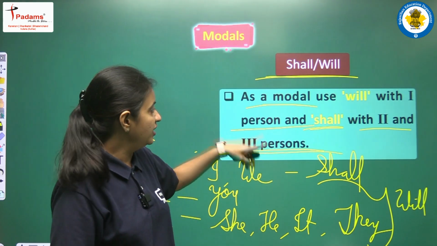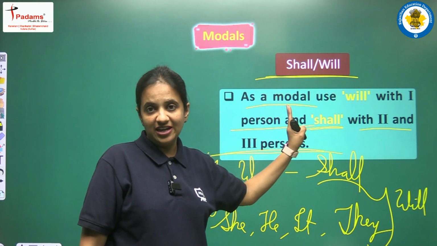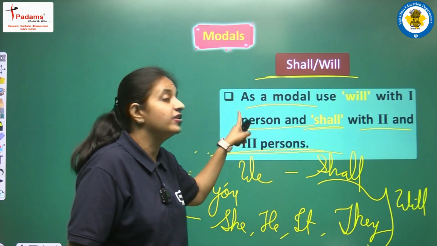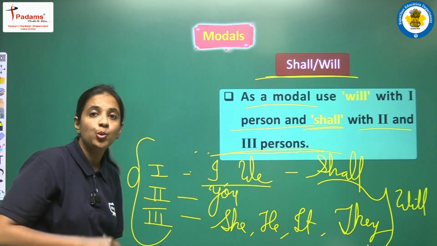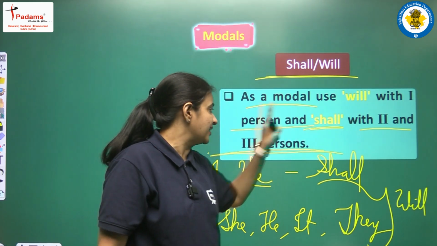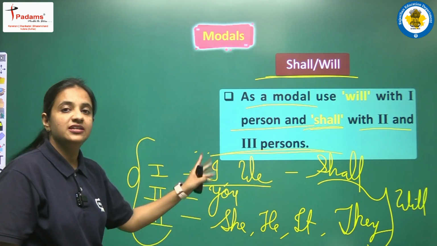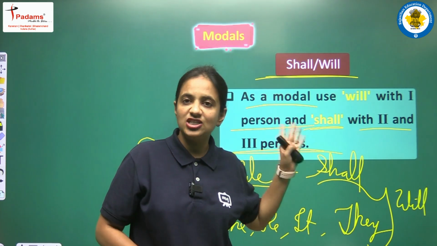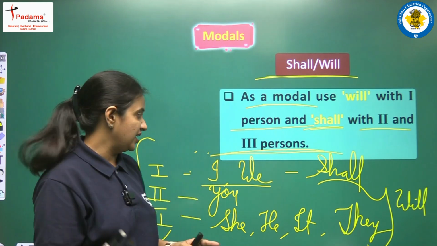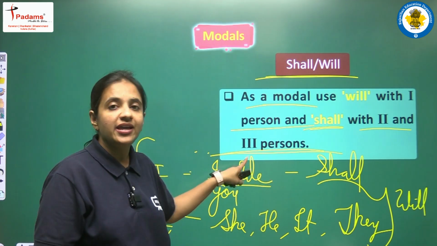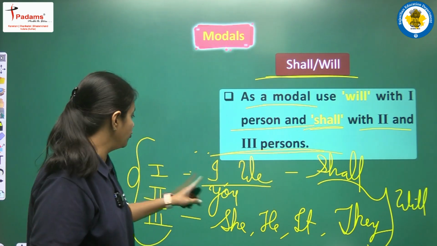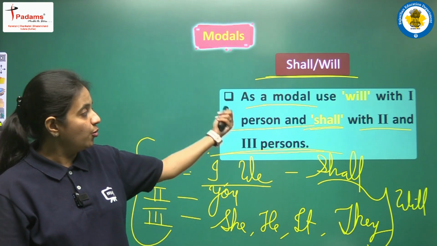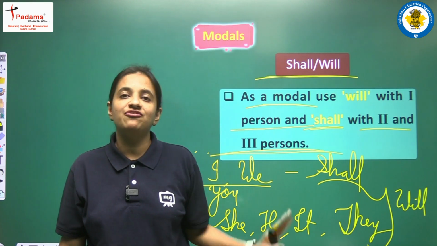So listen very carefully. As a modal, we are talking about modals, right? So as a modal, will is used with first person. First person means I and we. And shall is used with second and third person. That means second person is you and third person is he, she, it and they. But when we use these two words as a helping verb in the future tense, then shall is used for I and we, or we can say shall is used for first person, and will is used for second and third person. But now we are doing vice versa, so this is the difference.